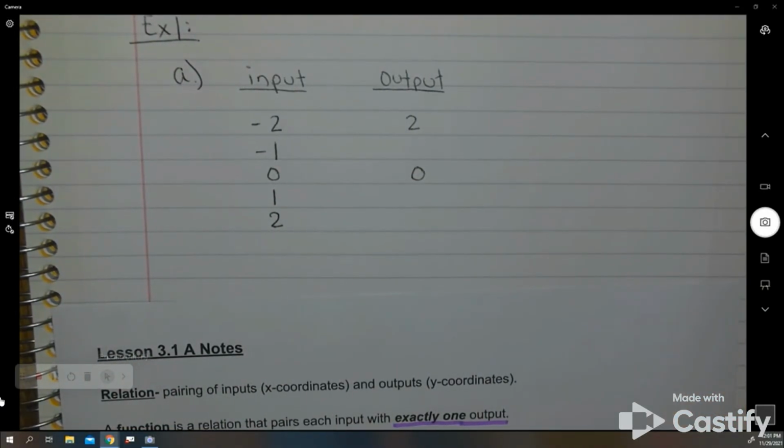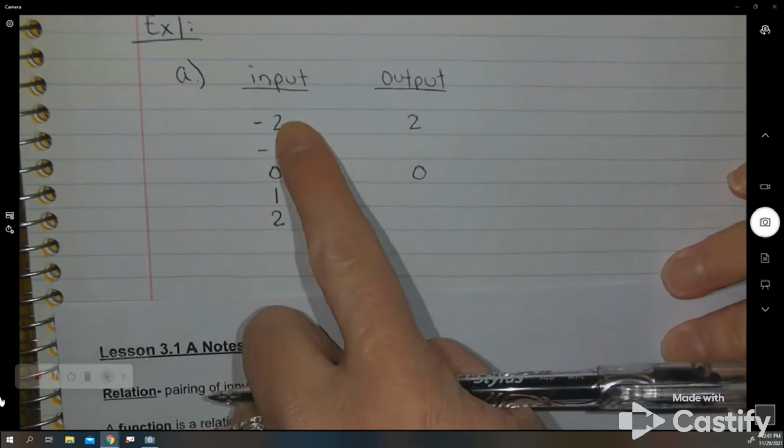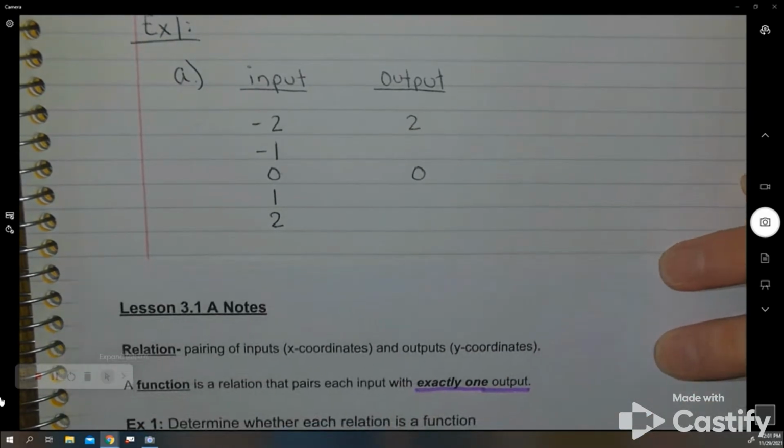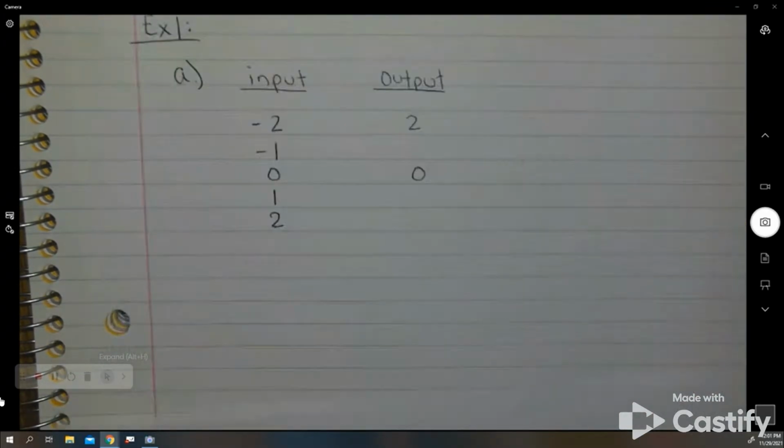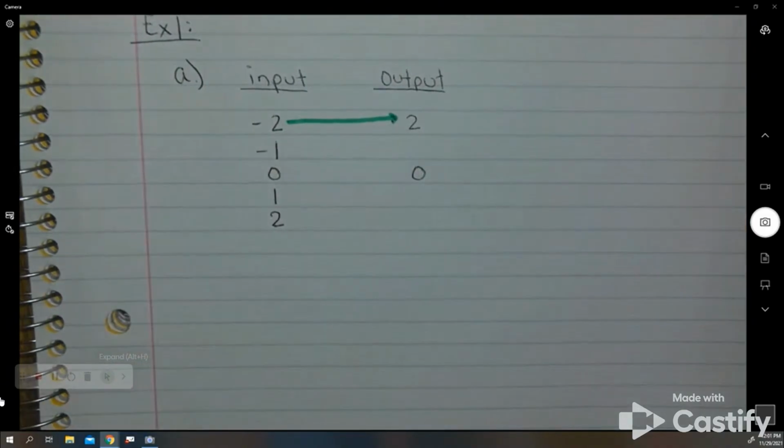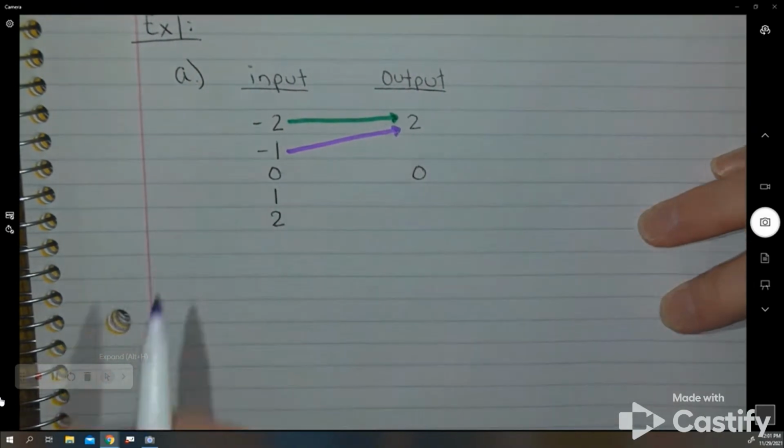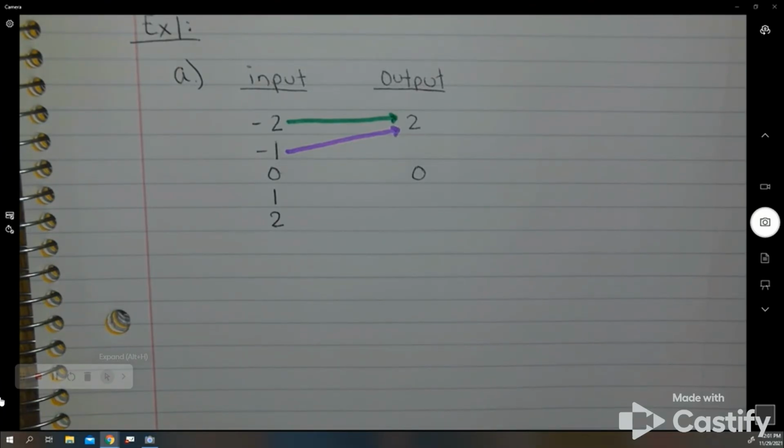So what I'm going to do from here, I'm going to connect each input to its designated output. So when I look at my points, -2, 2: -2 on the input matches with 2 on the output. Then I have -1, 2. So -1 input matches with +2 output. 0 input matches with 2 output. And then I have 1, 0. So 1 matches with 0. And finally, 2, 0. So 2 matches with 0 for here.